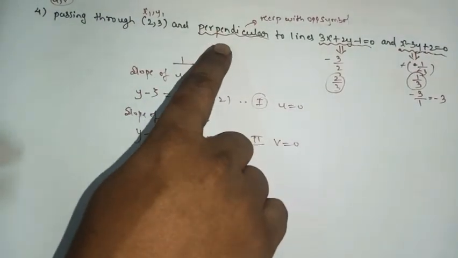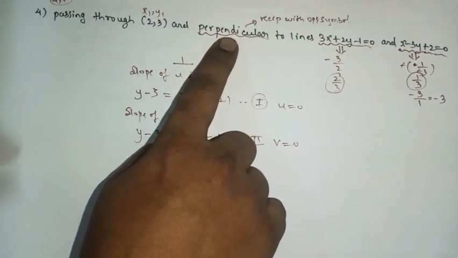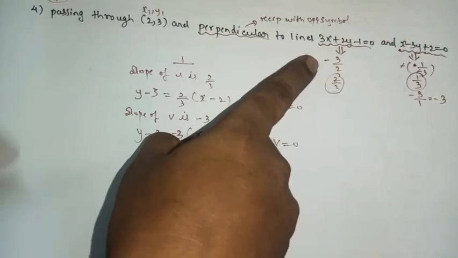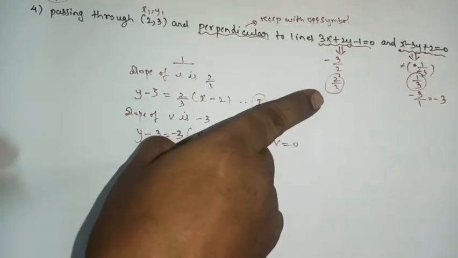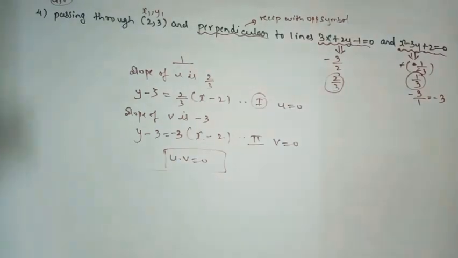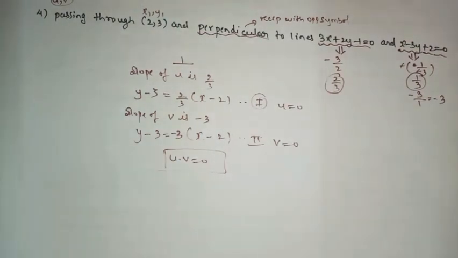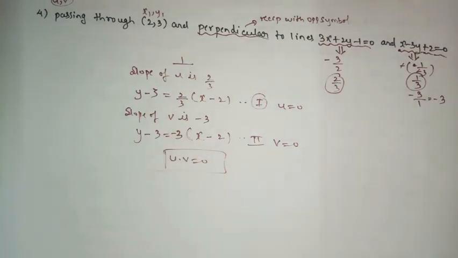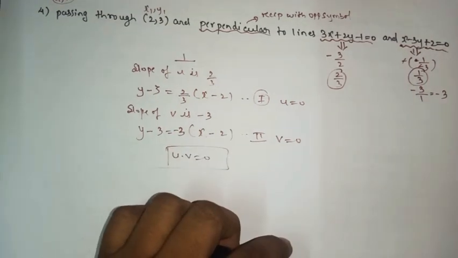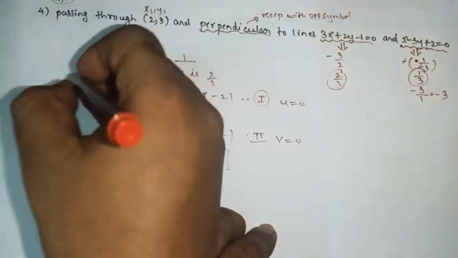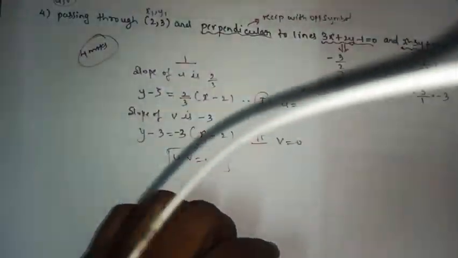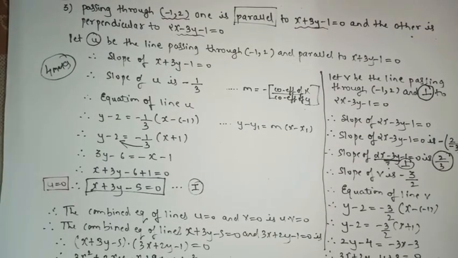Just focus on the word perpendicular. So whenever the word perpendicular comes, the slope will be what? The reciprocal with the opposite sign. Yes or no? Got the point? Can you solve this sum further by yourself? Okay. Again, this is also a very important sum for proper 4 marks. You can see the steps from the previous sum.